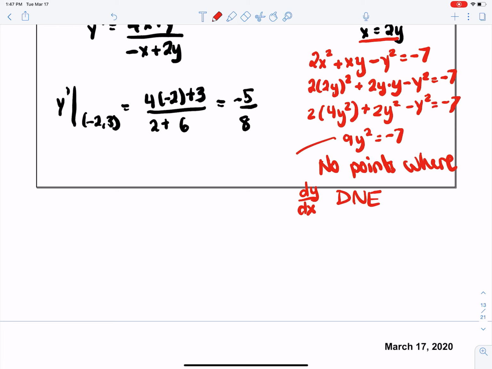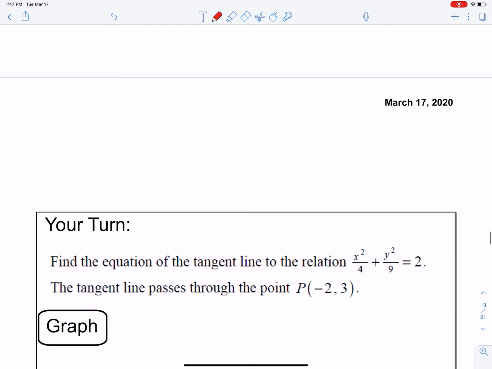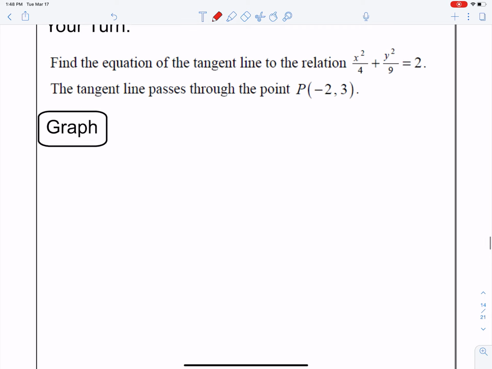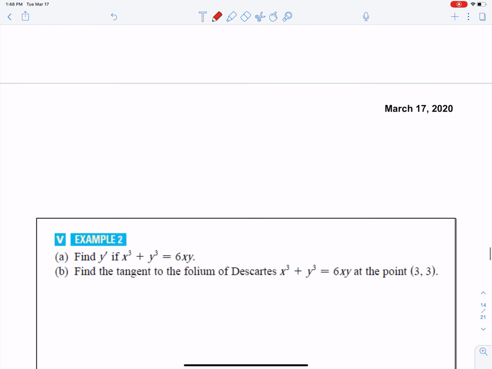Now, sometimes you may get a solution from here, but in this case we don't. But if you were, you would be able to write the coordinates for the point where the derivative doesn't exist. Okay, this one is your turn. I'll let you try that, and the solutions will be posted.